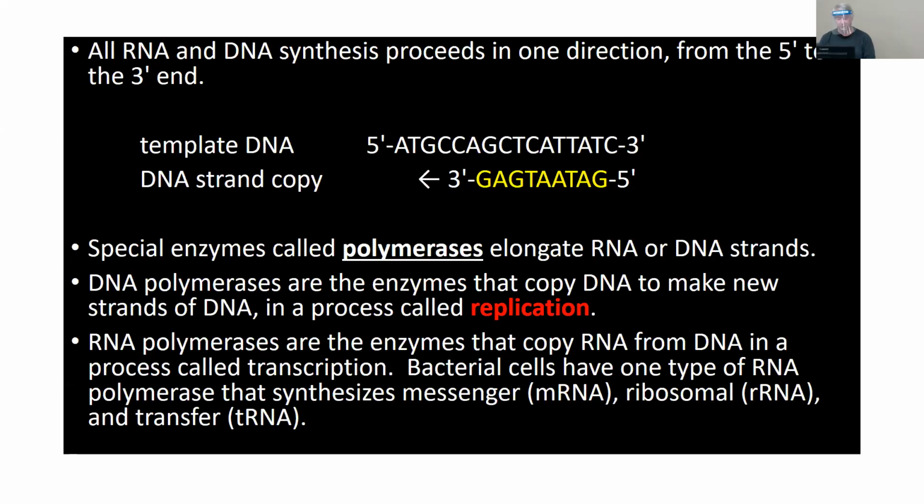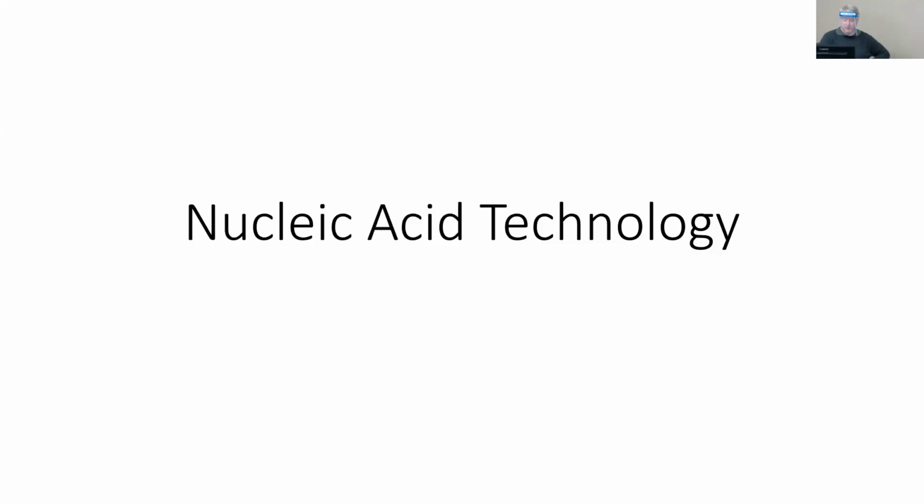All RNA and DNA synthesis proceeds in one direction from the 5' end to the 3'. Special enzymes called polymerases elongate the RNA and DNA. Then we talked about some antimicrobials that work right there, right? DNA polymerases are enzymes that copy DNA to make strands of DNA, called replication. RNA polymerases are enzymes that copy RNA from DNA. So this is a very good review for those that need a review in their genetics and molecular DNA and RNA terminology.